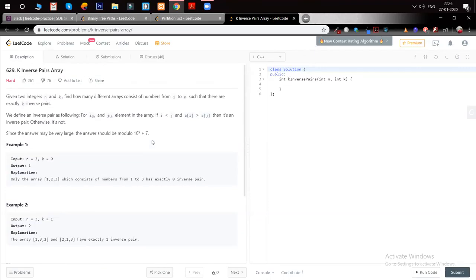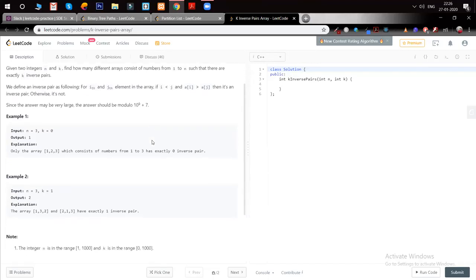Any questions? How is the array 1, 3, 2 an inverse pair? Because 1 is less than 3. 2 and 3 are inverse. Yeah. Okay, so we just need a single inverse pair, we need k inverse pairs. So in that case, k is only 1. So there's only one. Okay, I got it.